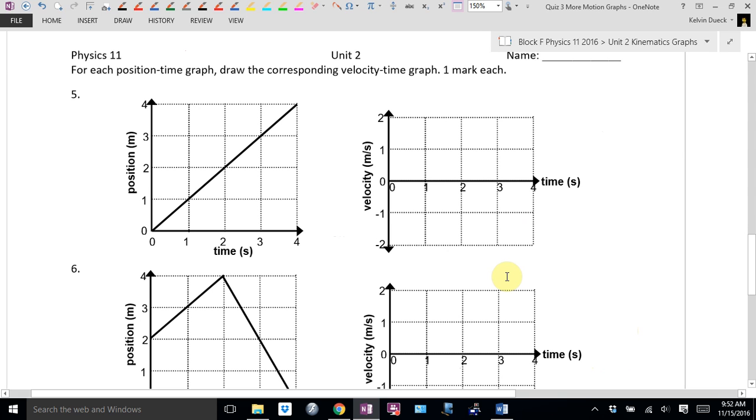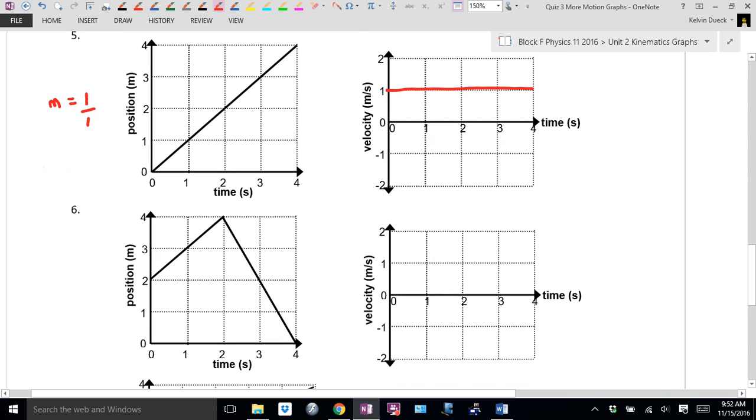Back page, I'm going to be fussier because they gave us numbers. For each position time graph, draw the corresponding velocity time graph. Well, velocity shows up as the slope. So the slope of this graph is 1 over 1, because 1 divided by 1 is 1. So I'd be looking for a line like that, exactly 1 high.